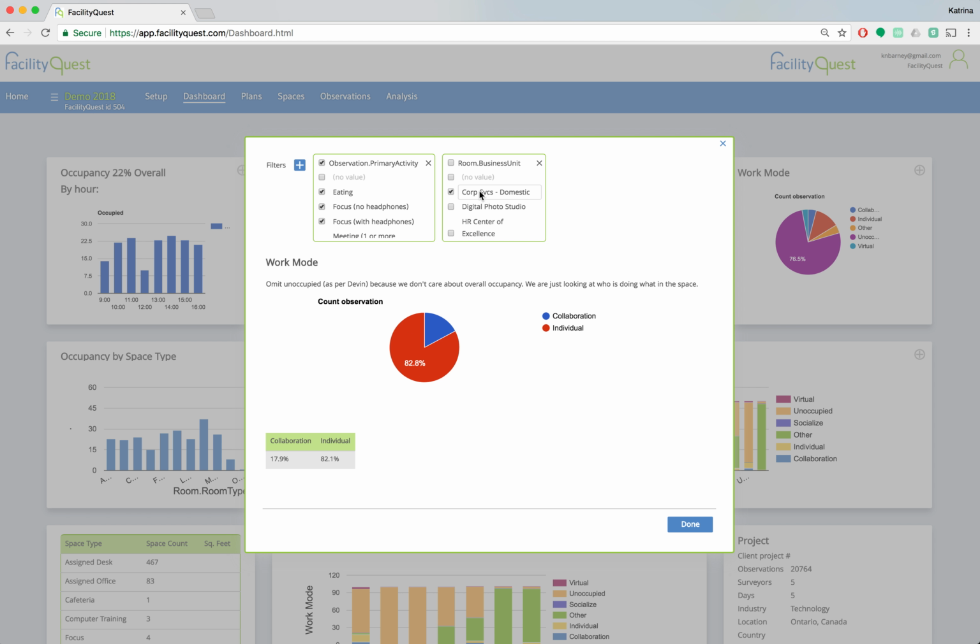And so here I might first just look at corporate services, domestic, which has predominantly individual work mode, versus the digital photo studio, which is 100% collaborative. HR Center of Excellence, again a very high individual, but still a fair amount of virtual and face-to-face collaborative work. So here we can quickly scan and get an idea of how perhaps these business units don't differ too much from each other, with the exception of the digital photo studio. And yet we can begin to get an idea of perhaps that there are some different ways of working behind these different groups.